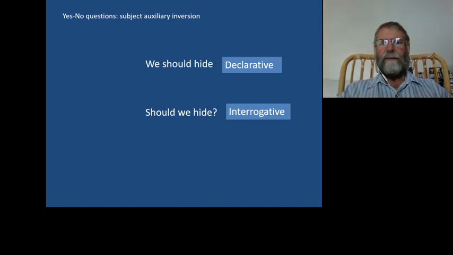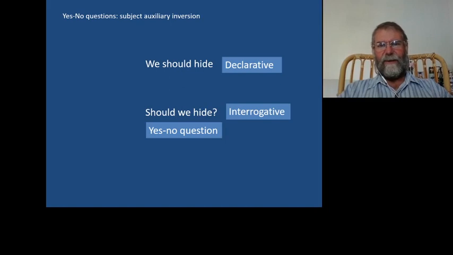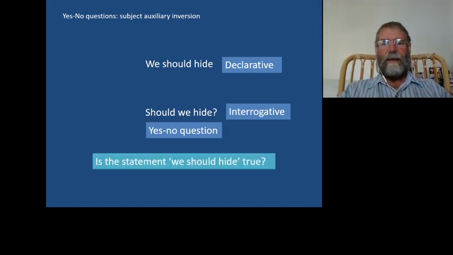"Should we hide", as a question, is asking about the content of the declarative sentence, "we should hide". We call this a particular kind of question called a yes-no question, because the answer to the question is either going to be yes or no. And the reason for that is that the question is asking about the truth of the related declarative sentence. So "should we hide" is actually asking the question, is the statement "we should hide" true or not?